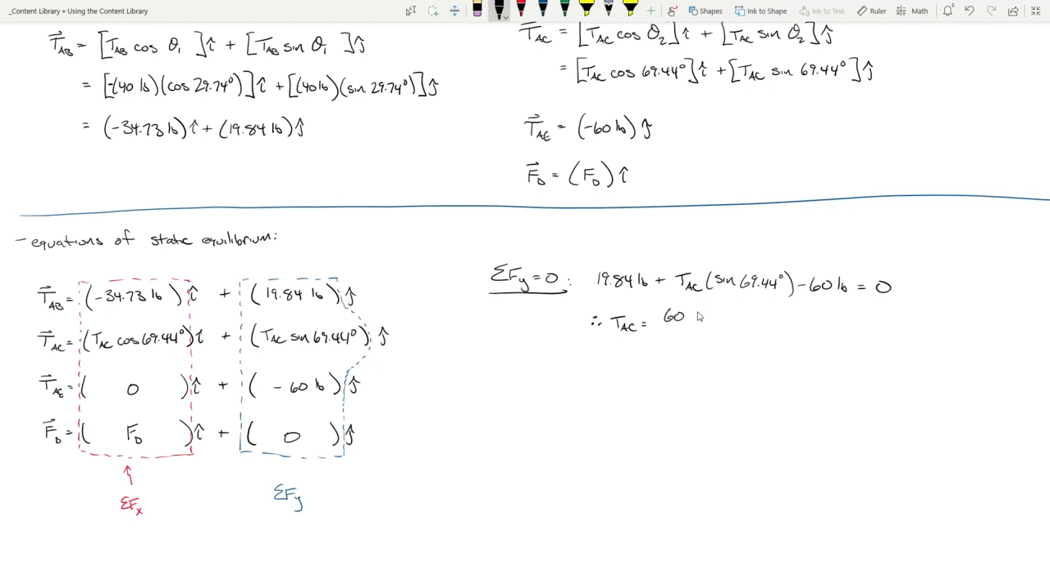I'd take 60 pounds over here, I'd subtract the 19.84 pounds, and I would divide that by the sine of 69.44 degrees. Is that a fair statement? So by being systematic about it, I can actually just solve it directly. So what do I get if I plug and chug this? What's my answer? 42.89 pounds. Do I have a second on that?